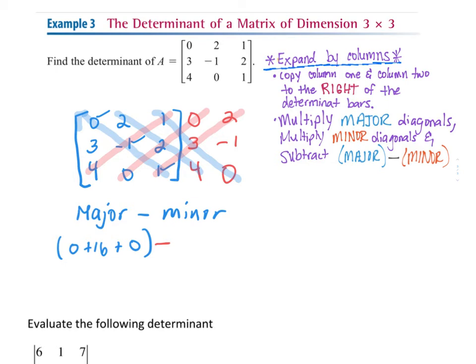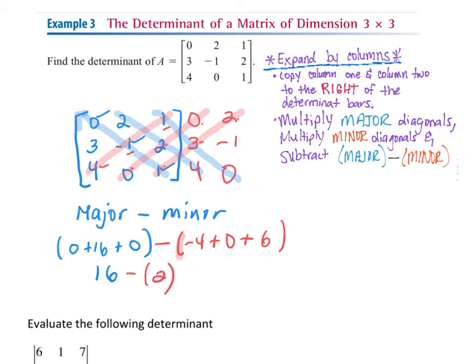So now I say, okay, what's 4 times -1 times 1? -4. Okay, now I have 0 times 2 times 0 plus 0. Then I have 1 times 3 times 2. So now simplify. What's 0 plus 16 plus 0? 16. Minus what's -4 plus 0 plus 6?